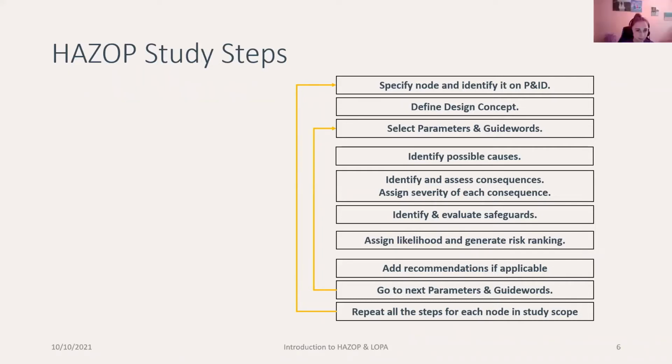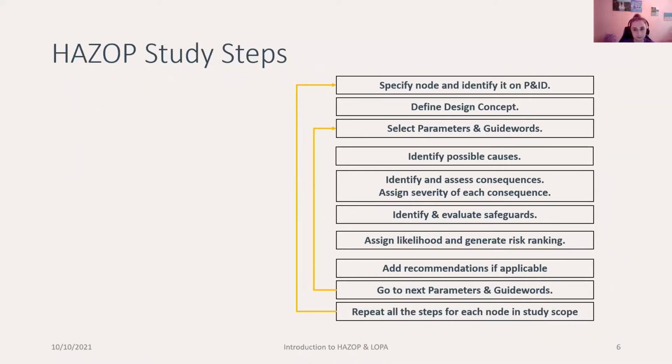P&IDs are piping and instrumentation diagrams. It's the layouts of the plant, with all the data for piping, instruments, vessels, etc. Specifying the nodes is when you are setting the beginning and the end of the node, like the beginning and the end of the study. You can't capture all the data in one session. Therefore, you need to separate the nodes.